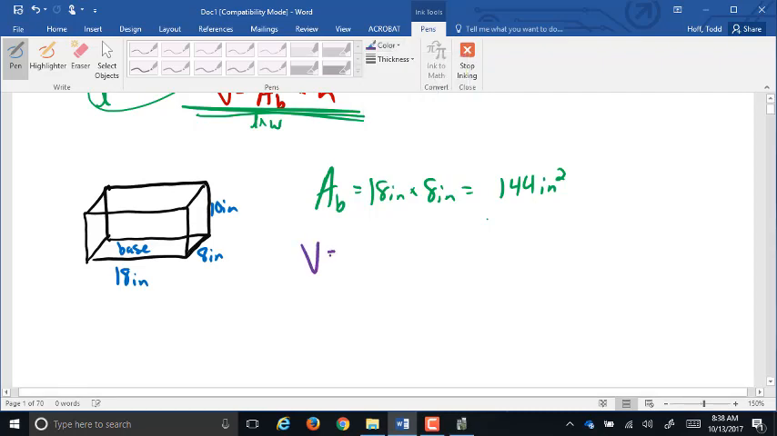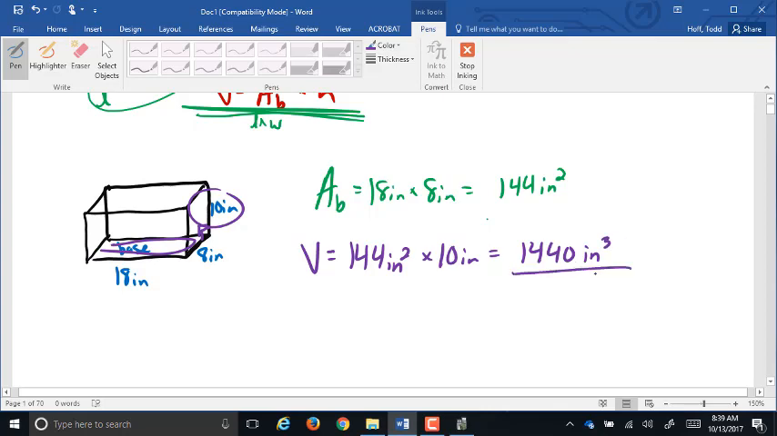So then to find our volume, 144 inches squared, area of the base, times that height of 10. The height will always be perpendicular to the base. So 1,440 square inches times inches is cubic inches or inches cubed. Here's our volume.